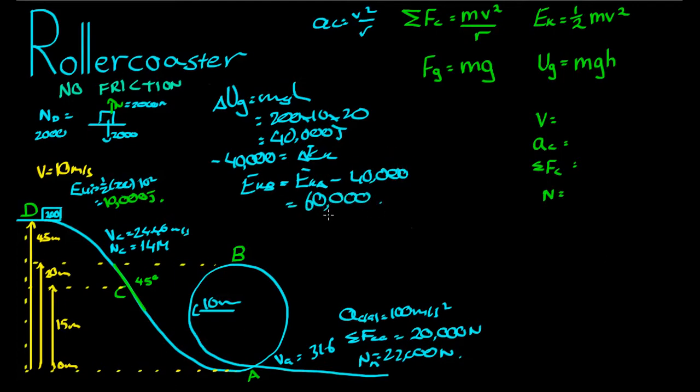60,000 joules. And that must also be equal to a half mv squared, so 60,000 times 2 divided by 200, take the square root, that comes to 24.5.